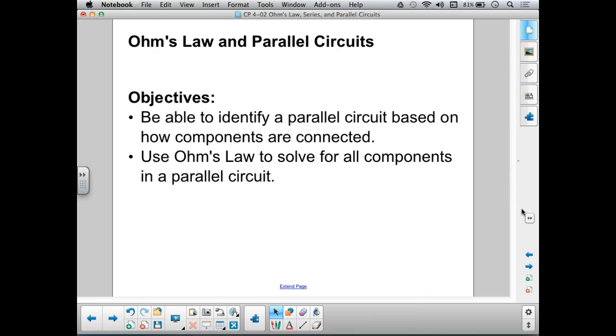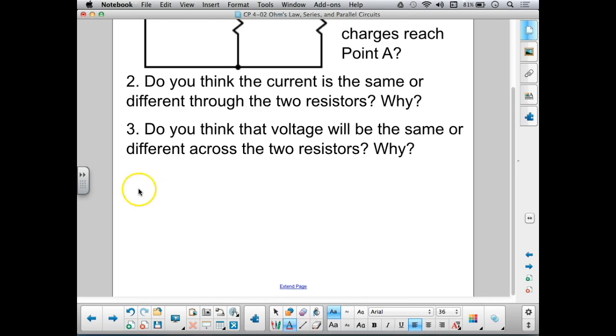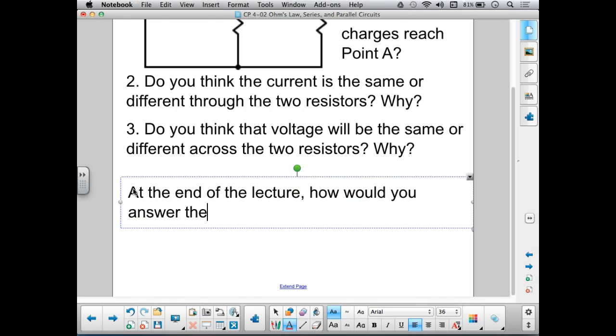Okay, let's return to our questions that we started the lecture off with. What do you think happens when the charges reach point A? Do you think the current is the same or different through the 2 resistors, and why? Do you think that the voltage will be the same or different across the 2 resistors, and why? And now what I'd like you to do, now that we're at the end of the lecture, is answer these questions again.